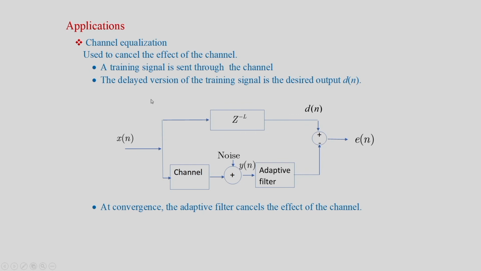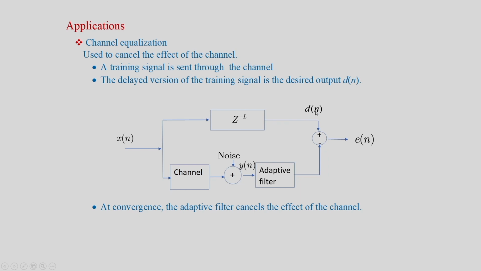We will consider another application, channel equalization. It is used to cancel the effect of this channel. Training signal is sent through the channel. This is Xn, the training signal. Suppose it is again a white noise usually, and through some delay operation we will get the desired signal.